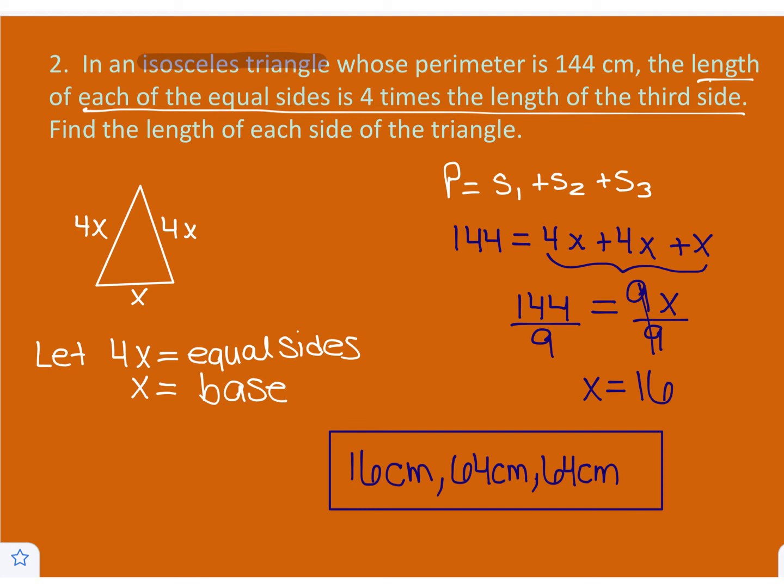Perimeter, again, is just adding up the 3 sides. Side 1 plus side 2 plus side 3. No special formula here. Tells me my perimeter is 144, so I'm going to stick that in for the P value. Side 1, 4x. Side 2, 4x. Side 3 is x.